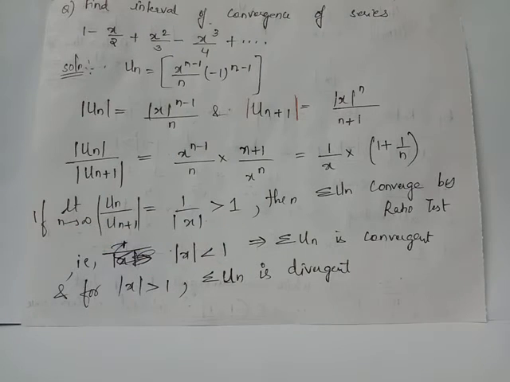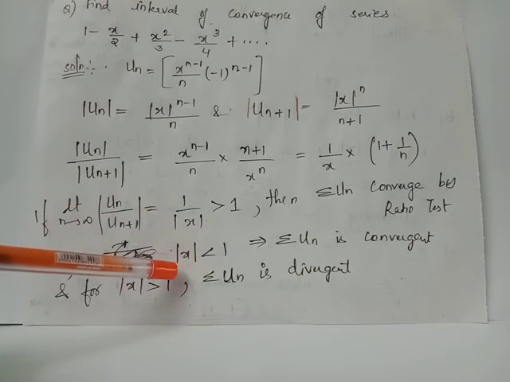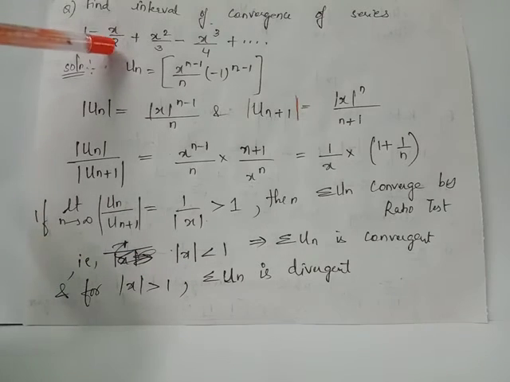by modulus x, and by ratio test, whenever this limiting value happens to be greater than 1, the corresponding series will be convergent. Therefore, in order to find out the interval of convergence, we will think about the situation wherein this limiting value 1 by modulus of x happens to be strictly greater than 1. This happens only when modulus of x is less than 1. These two inequalities are exactly the same. It is in this situation that the given series will remain convergent. That is, for modulus of x greater than 1, the given series will be divergent.